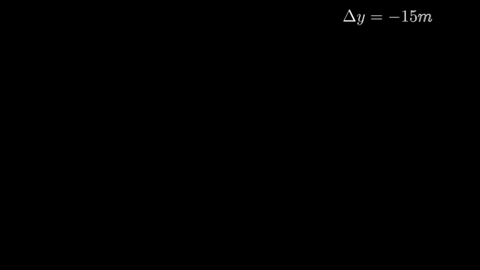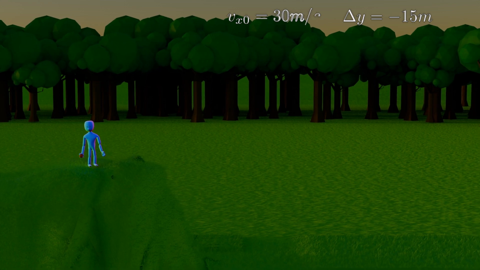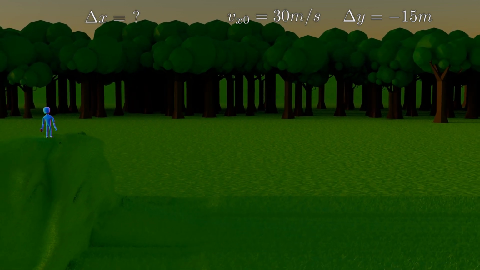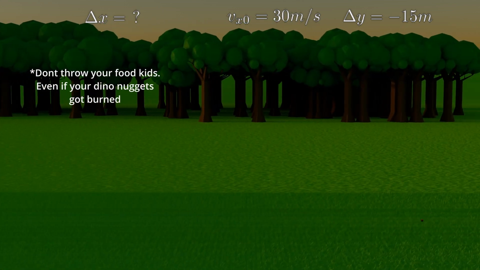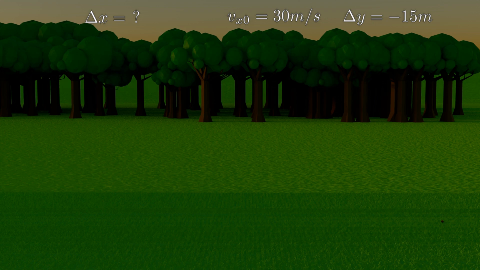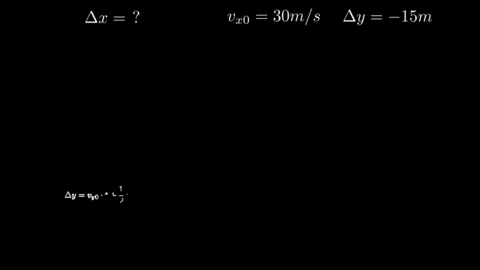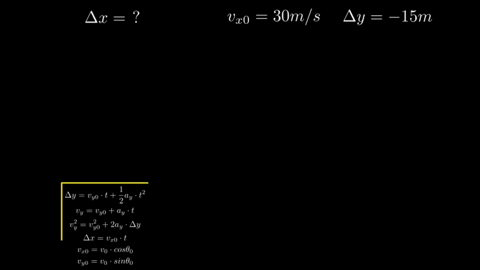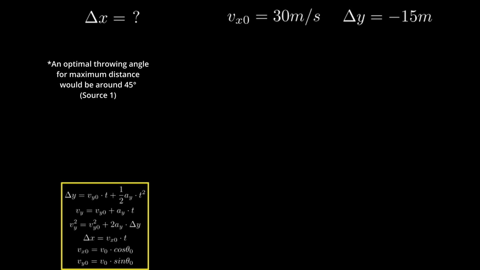Okay, let's say you got the apple back. However, you suddenly remember that your dino nuggets are still in the oven. With that in mind, you become very angry and use all your power to throw the apple. Which is why the apple travels with an initial speed of 30 meters per second this time. However, the angle is 0 degrees this time. Now you want to know how far you have to run to get the apple back.